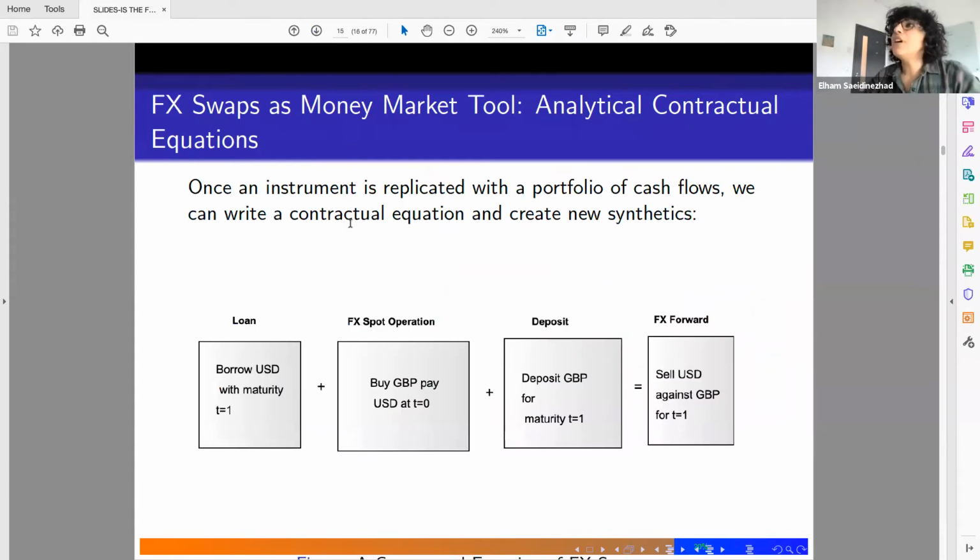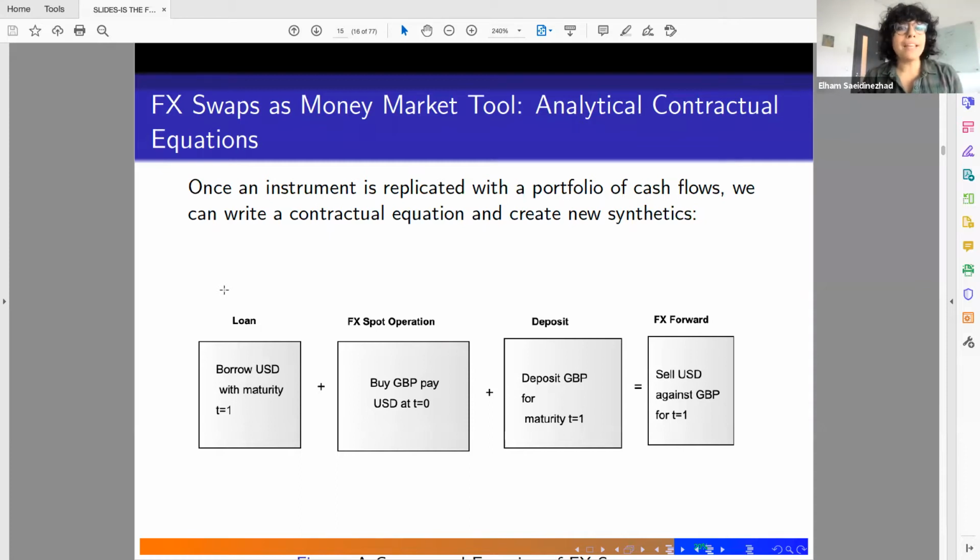So in the first contract, in the first equation, what we are going to do is simply replicate a portfolio of cash flows once an investor enters an FX swap contract. Remember, we said that bank A, which was the British bank, basically has to use the pound deposits that it already has in order to enter this contract. So in this case, we are assuming that this bank doesn't have a deposit.